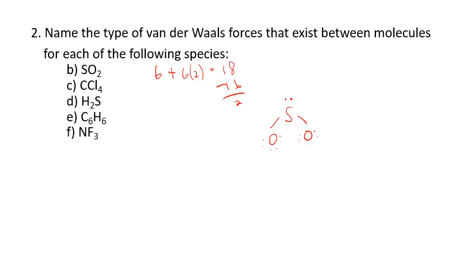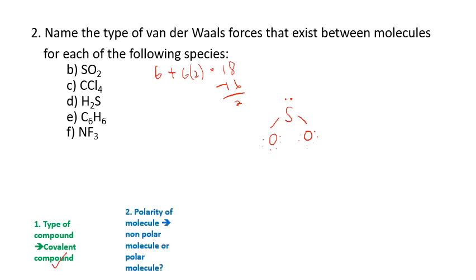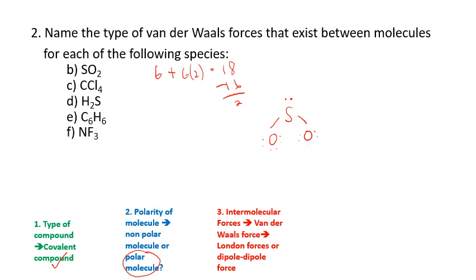So in this case, we already fulfill the first part. We know that it is a covalent compound. Second, because there is a lone pair of electrons, this SO2 is considered a polar molecule. So the type of intermolecular force is van der Waals force, and because this is a polar molecule, both London forces and dipole-dipole forces are present.